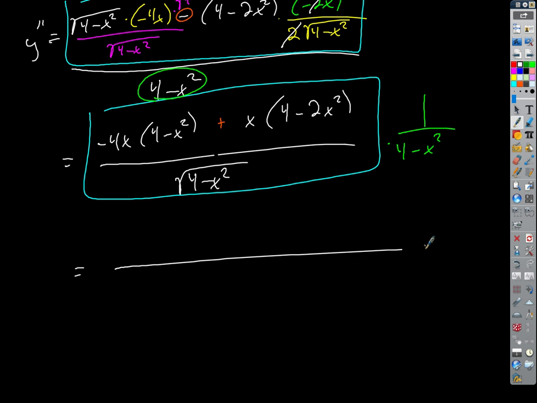3/2, right? If I have a base to the 1 times a base to the 1/2, I get the base. If I multiply like bases, I add the exponents, right? Base to the 1 plus 1/2. So I get on the bottom (4 minus x squared) to the 3/2.